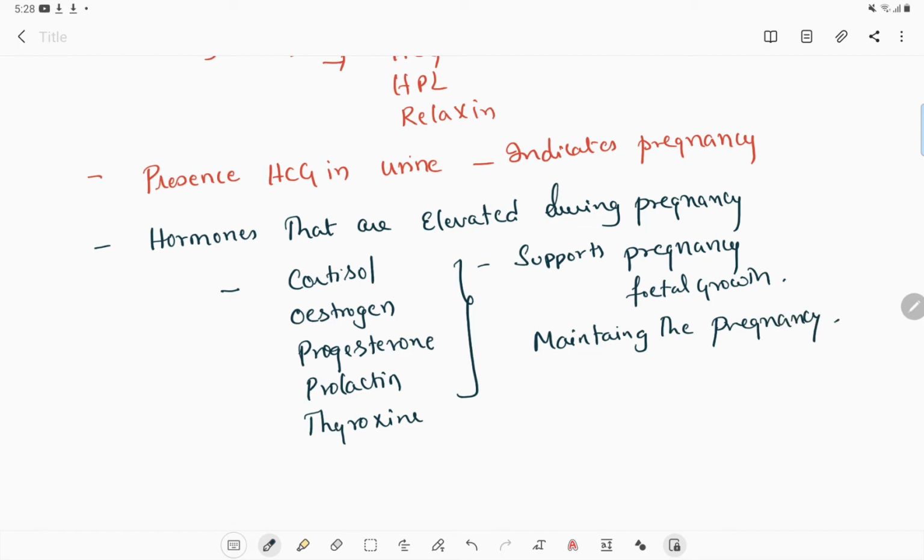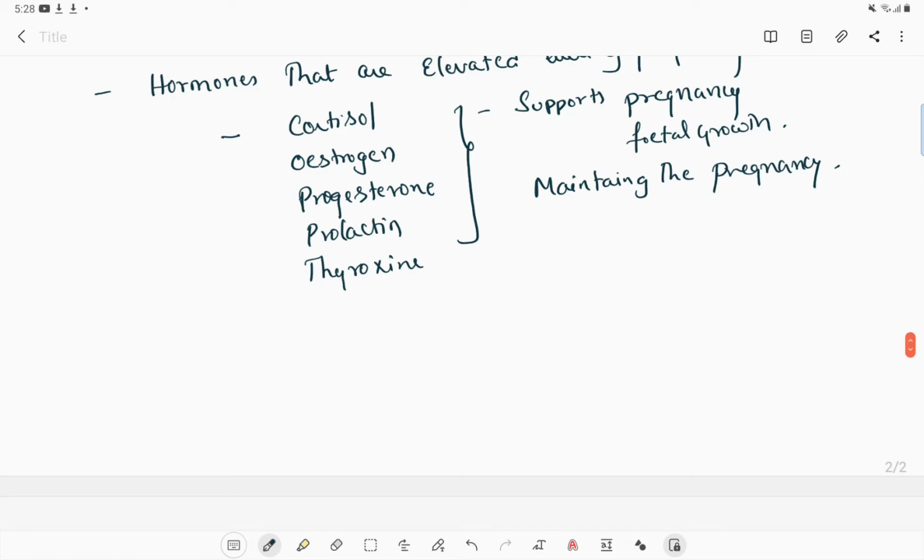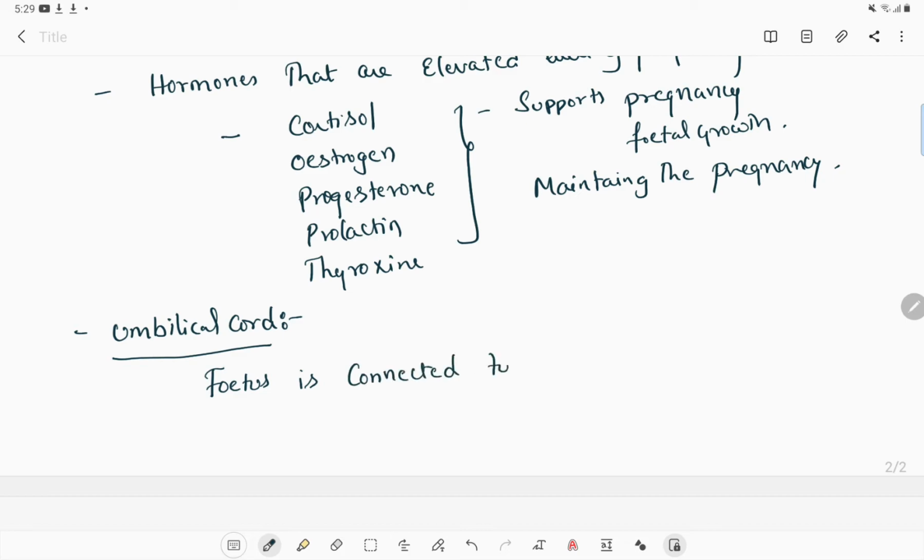Then next one, there is one more thing called the umbilical cord. I want to mention here. The umbilical cord, very important one. So here the fetus is connected to the placenta by the umbilical cord.